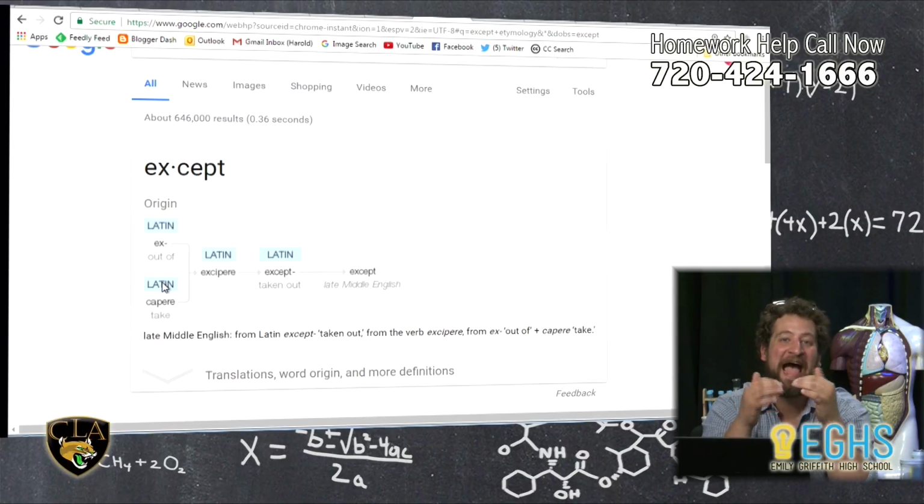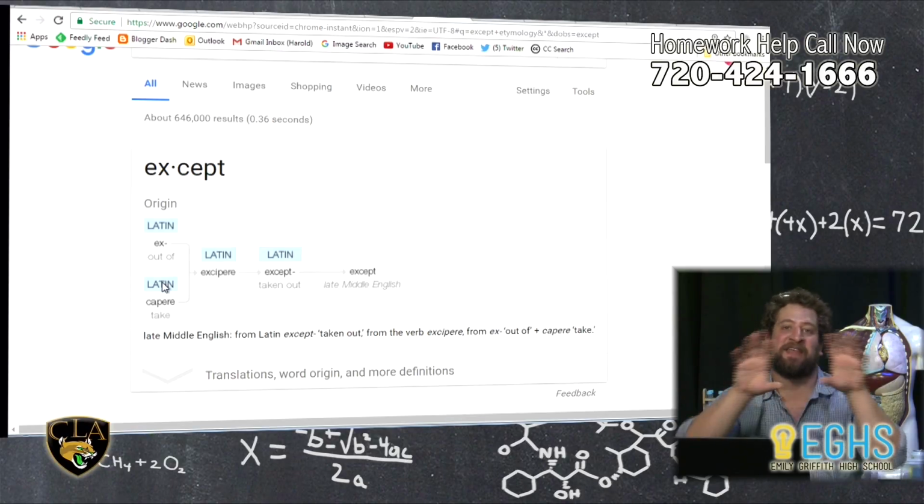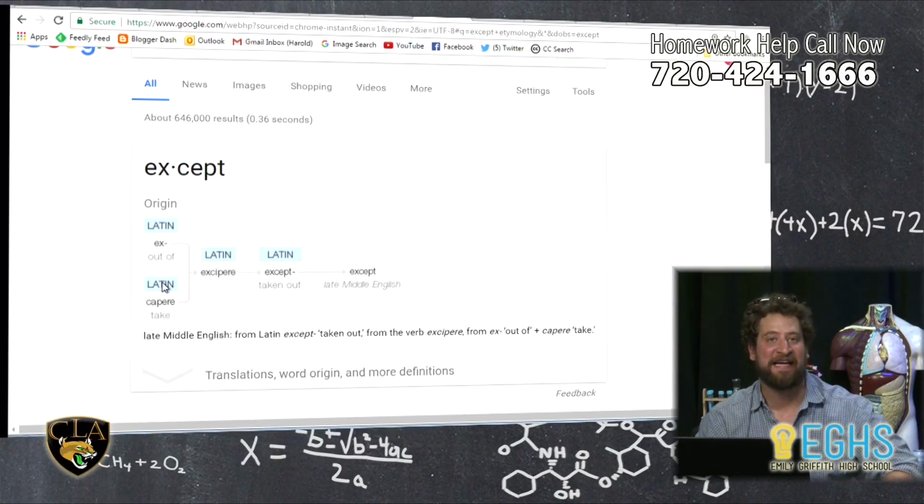it has the prefix meaning out of, which is ex. And this is pretty obvious, right? We hear ex as meaning out of in lots of ways. Like you hear it in the word exit. You hear it in the word exoskeleton, which refers to a skeleton on the outside, like insects have on the outside of an organism's body. And in the same way, this becomes a Latin verb, excipere, and then it becomes except in late Middle English.